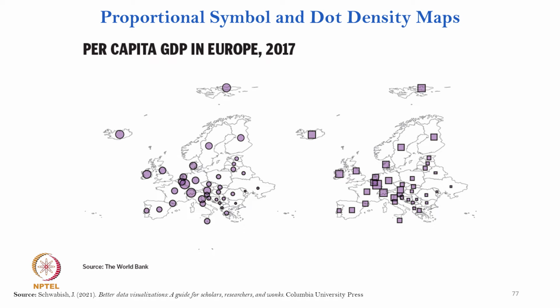Here we have an example of per capita GDP in Europe. We can see how dots are used to identify per capita GDP in Europe. You have box-shaped dots here and circle-shaped dots here. These dots also depend upon size. If the dots are bigger, the per capita GDP of the countries is higher. If the dots are smaller, the per capita GDP of the countries is very low.